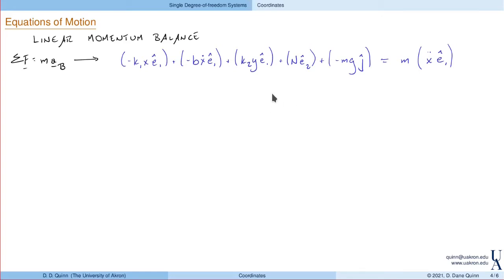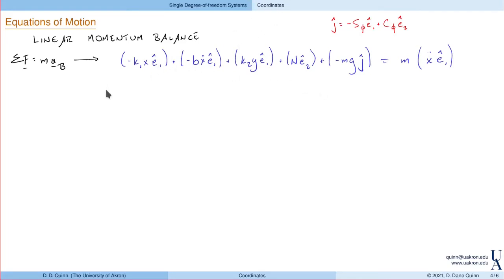I could choose i and j, but if you notice, most of these terms are in terms of E1 and E2. There's only one term that's written in the i and j directions. So it's much simpler to take this one term and write it in terms of E1 and E2 than it is to take all of these terms and write them in terms of i and j. So let me just remind you what j was. j here is minus sine in the E1 direction plus cosine in the E2 direction.